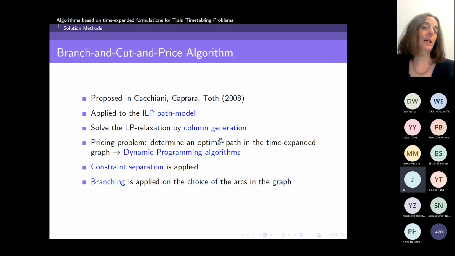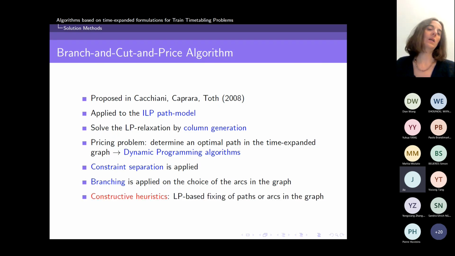And this is an exact algorithm, so usually it requires quite a long computing time. So if we have a very large instance, then it becomes difficult to obtain an optimal solution. And for this reason, also based on this ILP path model, we can use some constructive heuristics. For example, variable fixing based on the continuous relaxation solution, which can be fixing paths or fixing arcs in our graph. So these are two models, two algorithms for our problem.